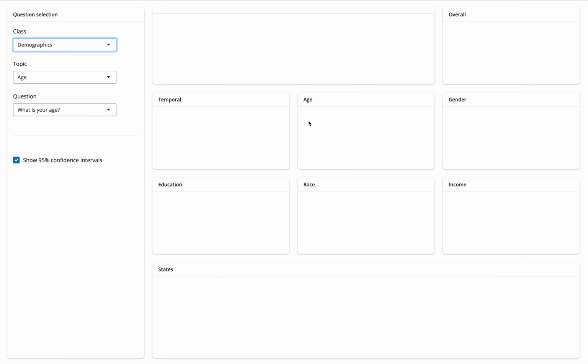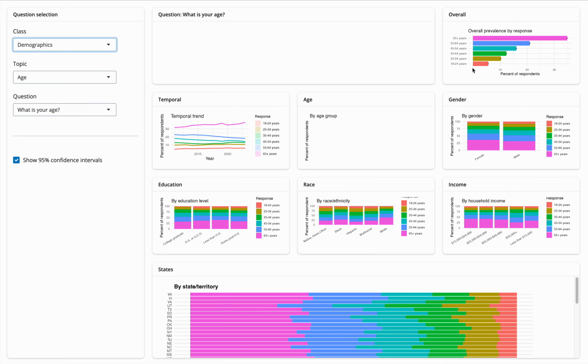Let's look at demographics. As you can see here, the demographics of the people who responded. The plurality of responders are 65 plus years. I'm guessing that's because they have more time to respond and are more interested. It also shows how people over 65 usually tend to vote more.